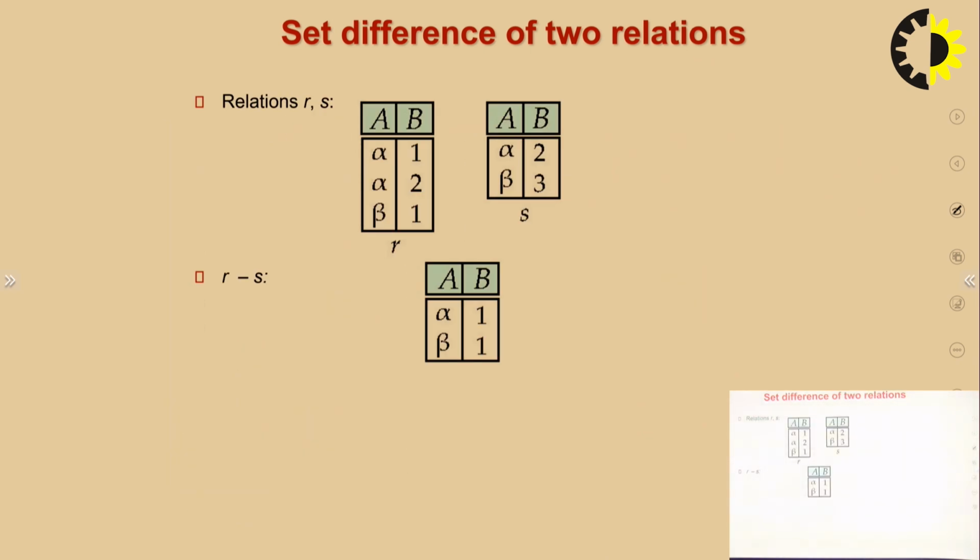R and S, two relations. I am finding R minus S. So in this case, this is R and this is common. This is the output. And what's the output in the case of S minus R? It is my S, it is my R. So in this case, the output is going to be beta 3.